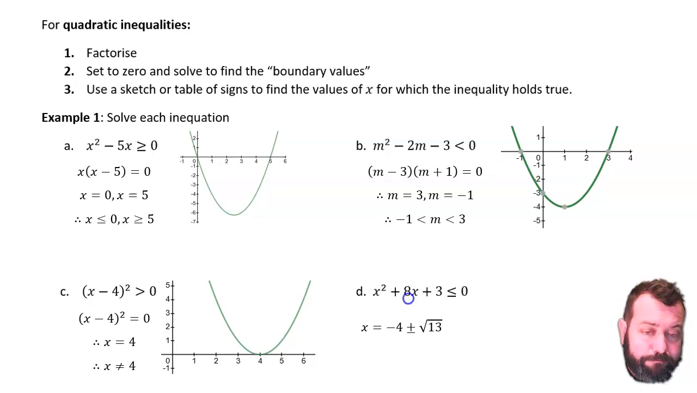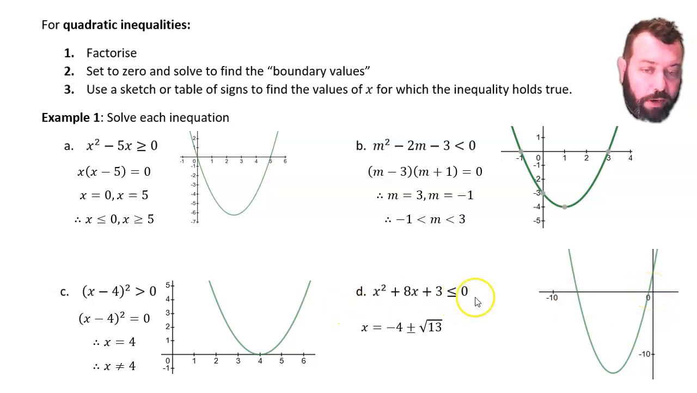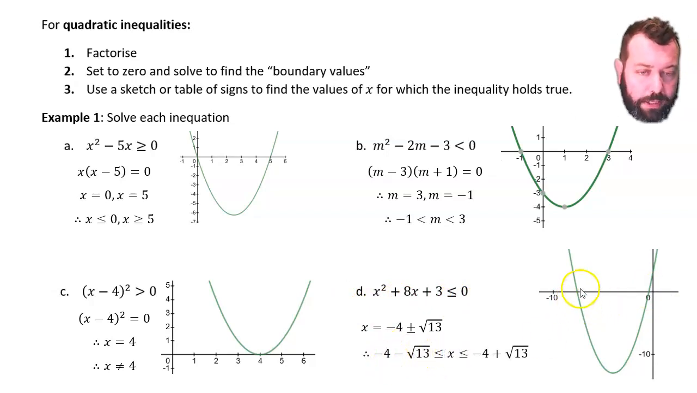of 13. If I sketch that, I get this thing here. That's -4 minus root 13, -4 plus root 13. So I get this here, and I want to know when it is less than or equal to 0. So it is between this point and this point. This is where my function is less than 0. So from in between -4 minus root 13 and -4 plus root 13.